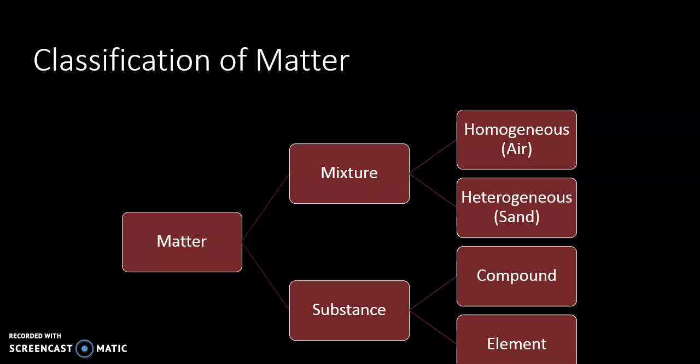Matter can also be a substance, and that can be a compound or an element. So an element is one or more atoms that come together. So hydrogen is an element. Carbon is an element. A compound is two or more atoms that come together to make something new. So a compound would be water. One oxygen to two hydrogens is a compound. So compounds are substances which are matter, and elements are substances which are matter.